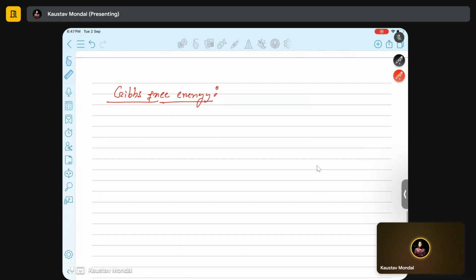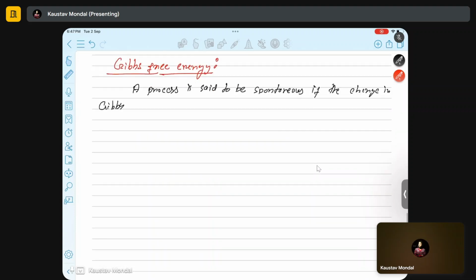Okay, so let me write it. Process is said to be spontaneous if the change in Gibbs free energy, that is delta G, is less than zero at constant pressure and temperature.